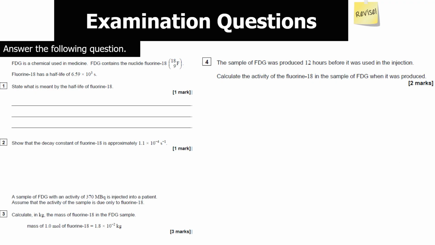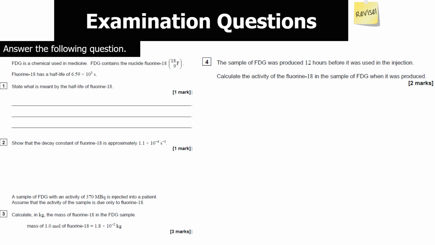So the first question says FDG is a chemical used in medicine. FDG contains the nuclide fluorine-18. Fluorine-18 has a half-life of 6.59 times 10 to the 3 seconds. First, state what is meant by the half-life of fluorine-18. Then show that the decay constant of fluorine-18 is approximately 1.1 times 10 to the minus 4 per second.